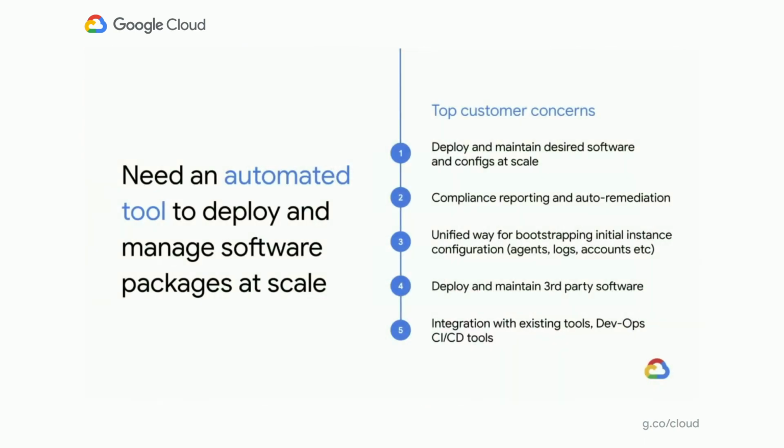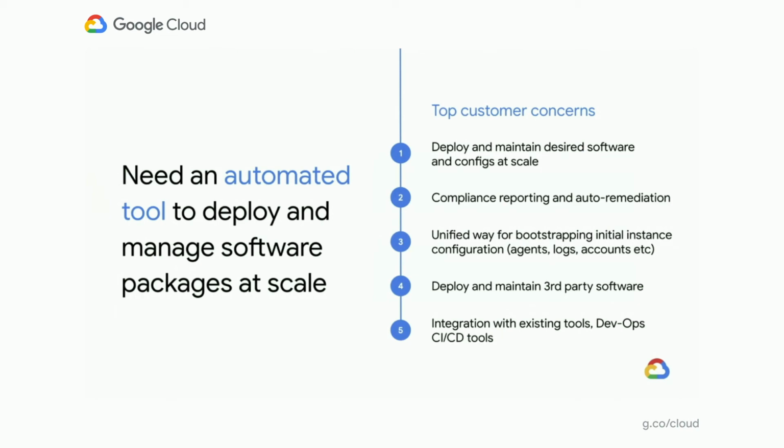So you probably want your VMs to stay in compliance with your policy and remediate immediately if they are out of compliance. You also probably want to set up some guardrails for your team, so that when they set up a VM instance, the initial config is done properly with the correct agents installed, with the logging sent to the right storage, etc. And automation to deploy and maintain third-party software will be extremely useful, especially when you have a lot of virtual machines. You probably want this to integrate with your existing CI/CD and DevOps tools as well.